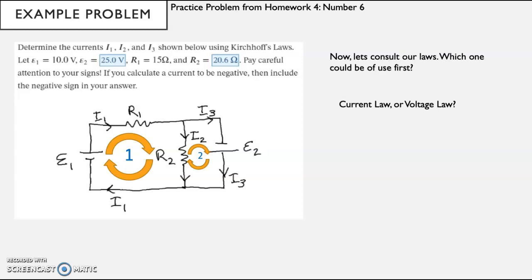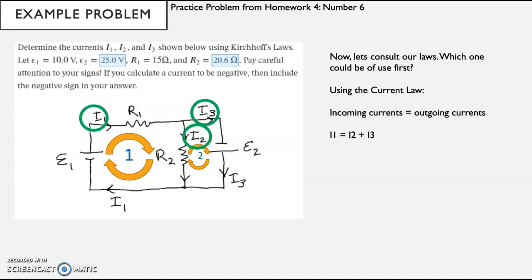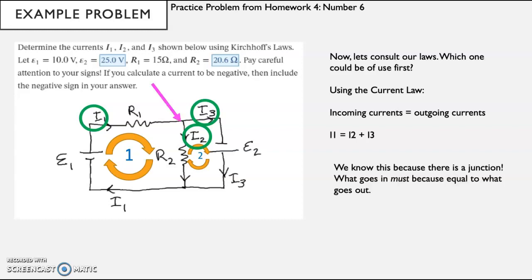Now let's consult our laws. Which one could be of use first? Using the current law, we are able to map out the incoming currents in comparison to outgoing currents. So we can use this one first. Current 1 is equal to current 2 plus current 3, because we can look at the junction. What goes in must equal what goes out.